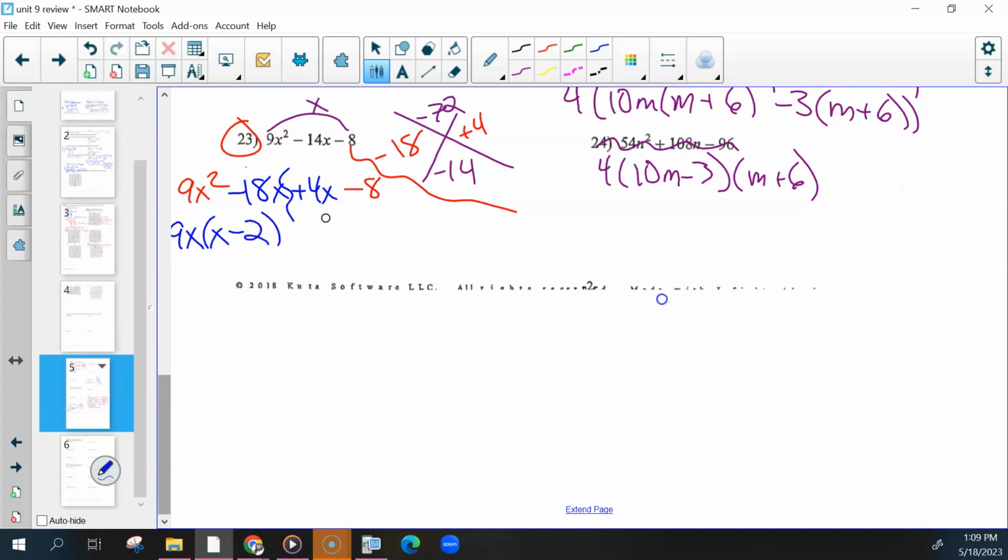And then what do these 2 have in common? 4. Positive 4. Leaving us with the same x minus 2. So we have 9x plus 4 as one of our factors, and x minus 2 as the other. Are there any other general questions that we have?